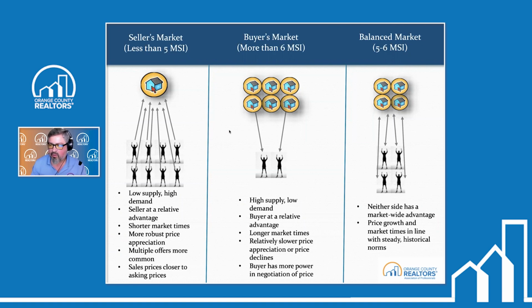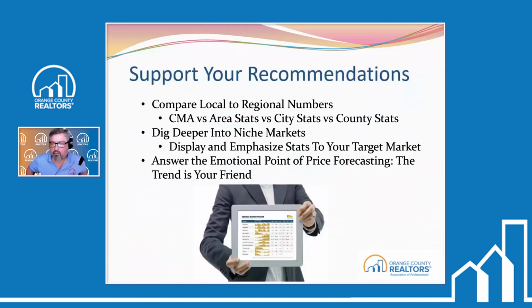So here we're going to be able to look at the stats to be able to talk about these types of markets that we're currently in or could be in. Now, supporting your recommendations, you're going to be able to compare local to regional numbers. So basically your CMA, which stands for comparative market analysis, you're comparing this home and other homes like it in the exact neighborhood. Now with the InfoSparks stats, you can take that CMA and say, okay, this home stacks up to this neighborhood this way. But now looking at area information, you can say this home versus the rest of the area outside of your neighborhood. And of course, this home versus the city versus the county. How does your home stack up to everybody else?